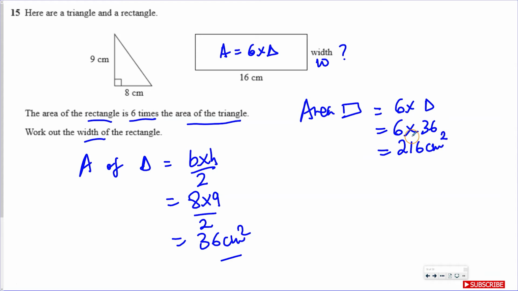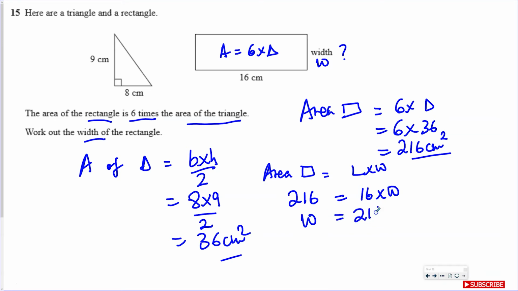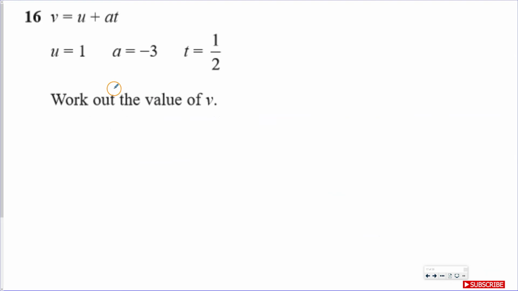centimeters squared. So to get the width, then we know the area of the rectangle is going to be equal to length times width. Length is given as 16, so we know the area is 216 from here, equals 16 times W. So W is equal to 216 over 16. This will give you, if you work it out, 13.5 centimeters.